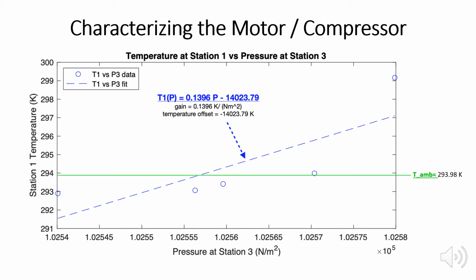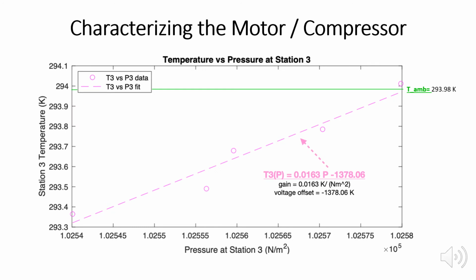In this graph, we plotted the temperature at station 1 versus the pressure at station 3. Since energy is transferred into the air from the pumping engine, the job of the heat exchanger is to cool the air to ambient temperature. Therefore, we expected the T1 values to be larger than the ambient temperature, as expressed by the positively sloped York fit in the plot.